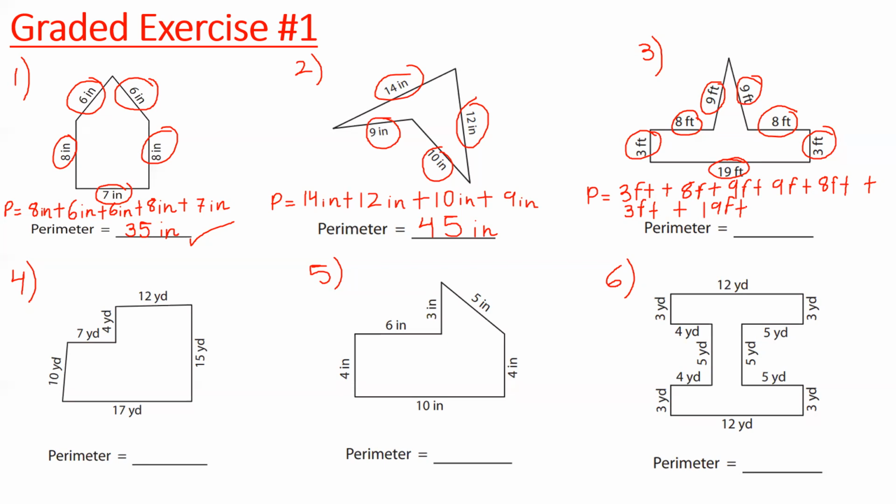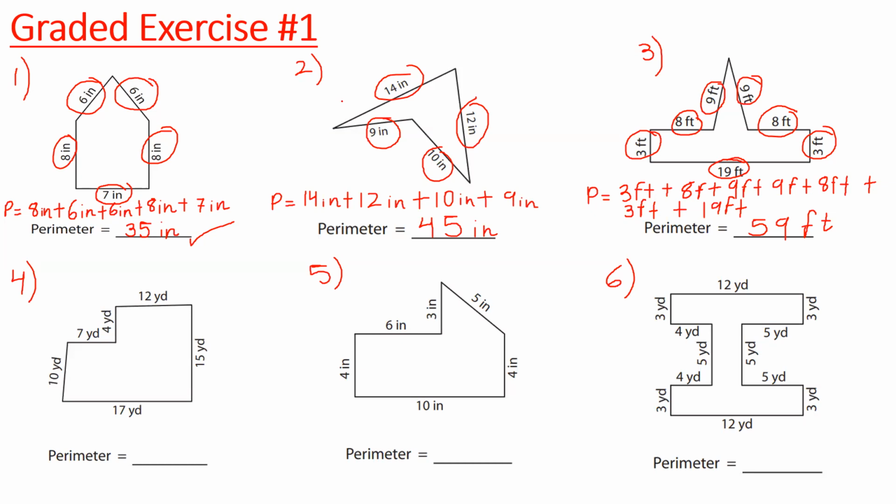What did you all get? 51. I got 51. I got 59. It's 59, by the way. 59 feet. How many persons got 59? Very good. 59 feet, because 3 plus 8 plus 9 plus 9 plus 8 plus 3 plus 19 is 59. Good. Let's move on to number 4.